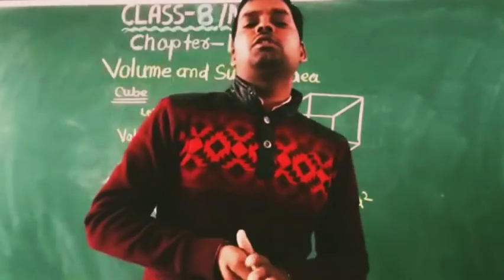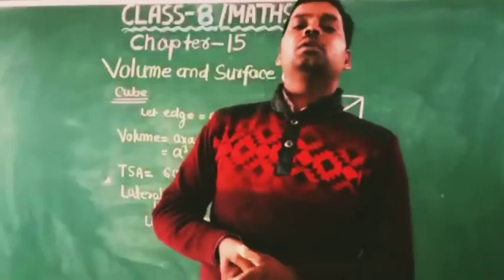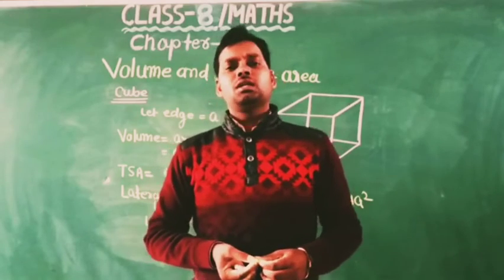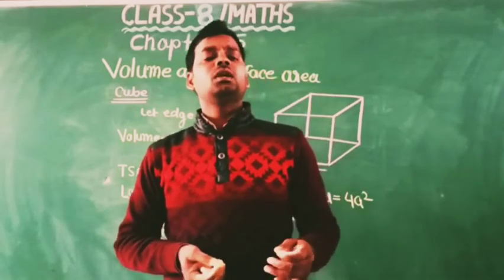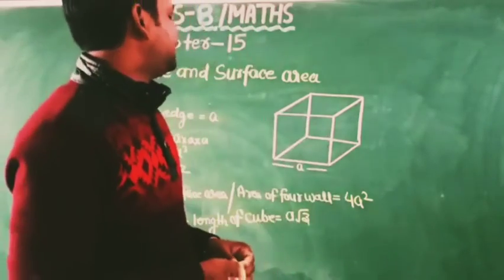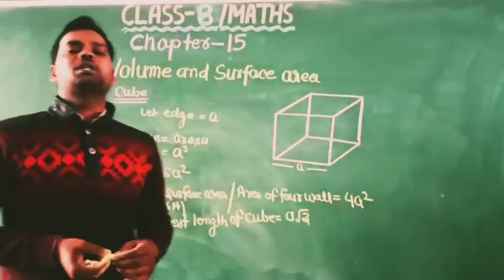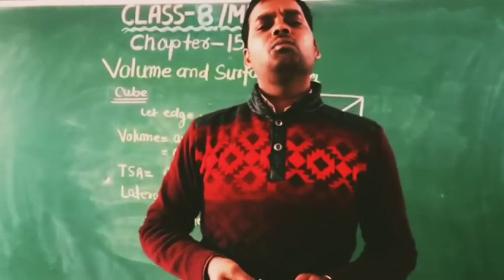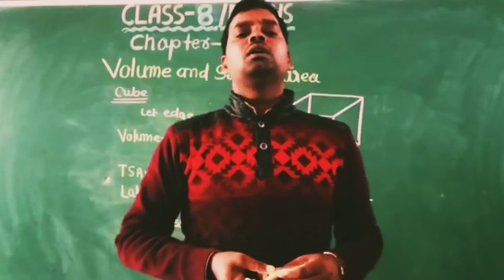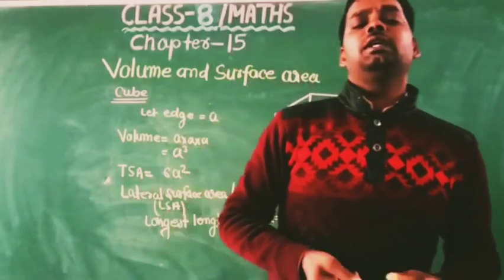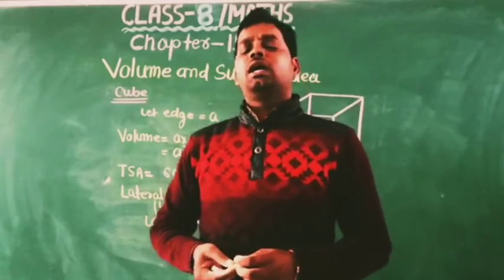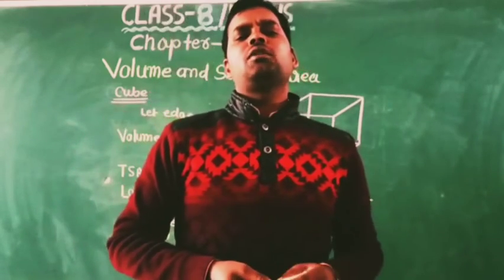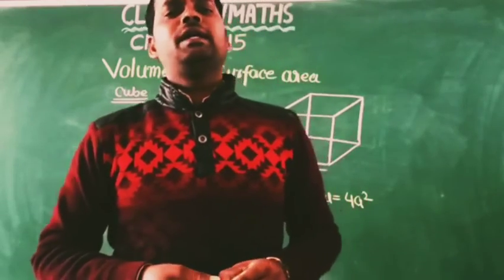Okay, I revise once again the formulas of cube and cuboid. The volume of cuboid is L into B into H, and total surface area is 2 times LB plus BH plus HL, and area of four wall or lateral surface area is 2 inside the bracket L plus B into height, and longest diagonal is square root of L square plus B square plus H square.